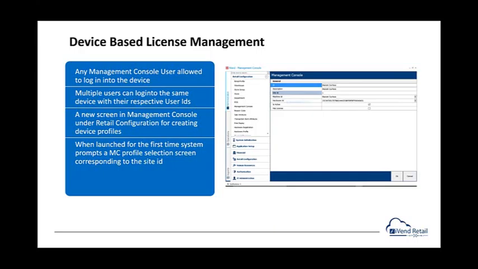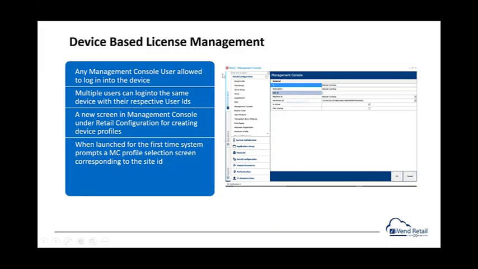Then there is a new screen in Management Console under the retail configuration for creating device profiles. Whenever the Management Console is launched for the first time, and I'll explain what first time means, which is when you upgrade from an older version to the 6.4 R2 version and above, the system will launch a Management Console profile selection screen for the corresponding site ID.